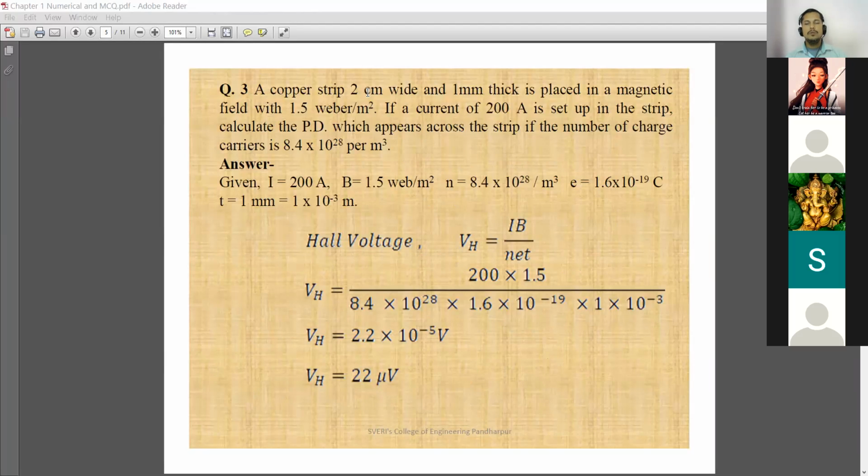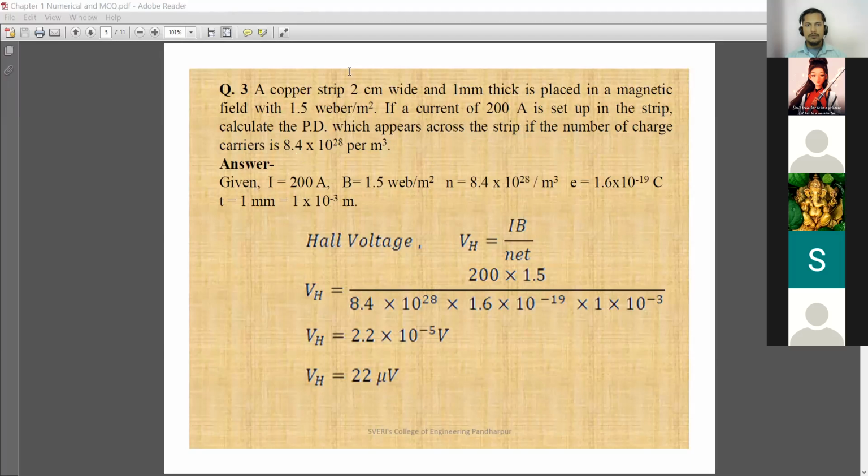A copper strip 2 centimeter wide and 1 mm thick is placed in a magnetic field of 1.5 Weber per meter square. If a current of 200 ampere is set up in the strip, calculate the potential difference which appears across the strip if the number of charge carriers is 8.4 into 10 raised to 28 per meter cube.